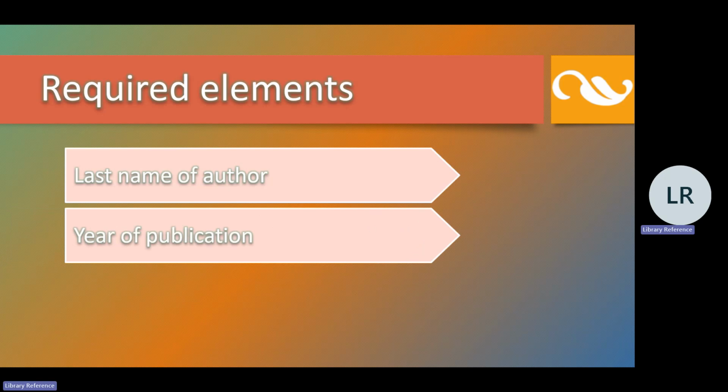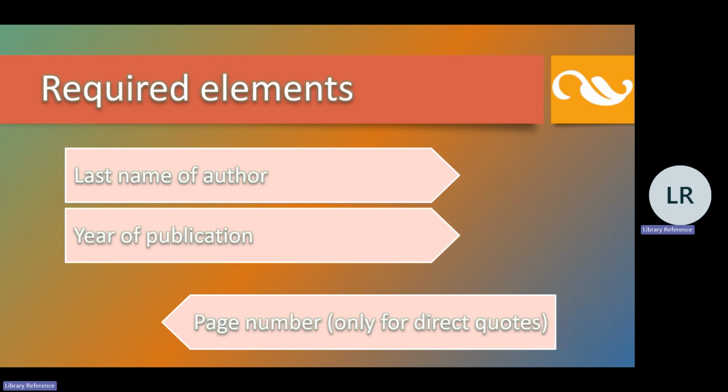There is one exception to this rule, and this has to do with what we call direct quotations. Whenever we mention a direct quotation in our text, then we also need to add a third element, which is the page number where we took the direct quotation from.